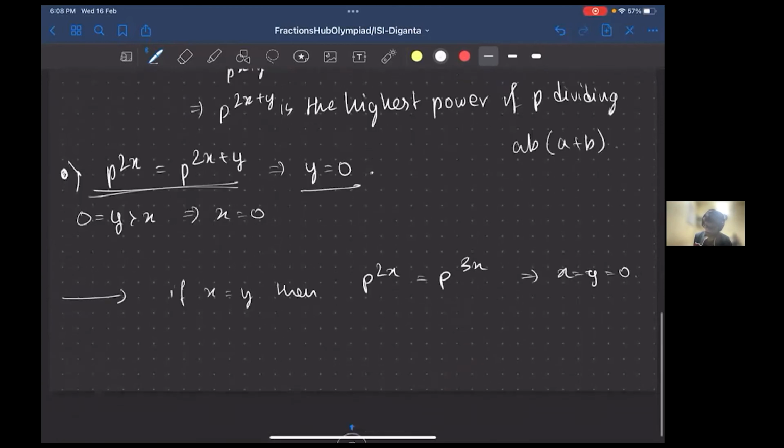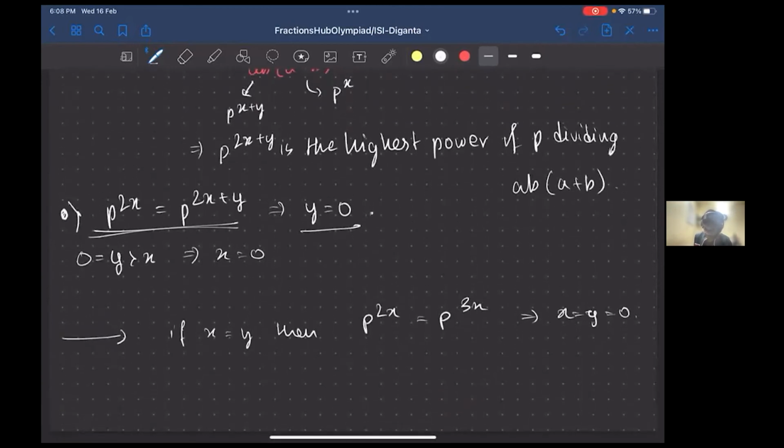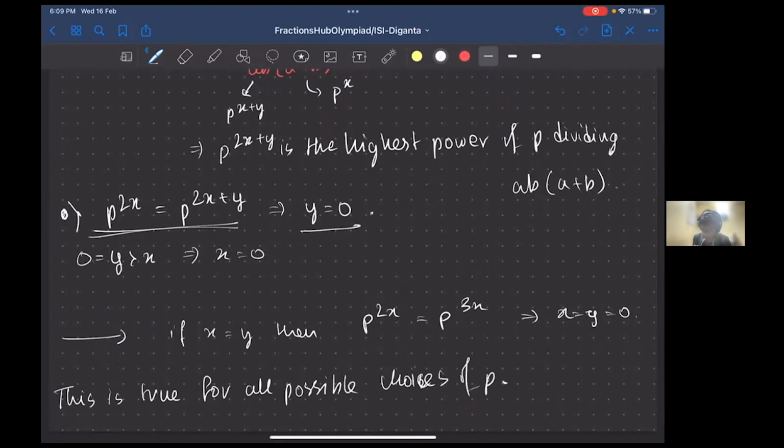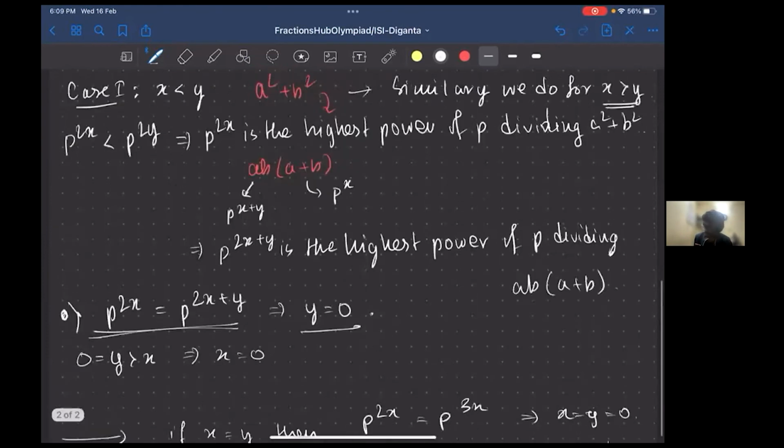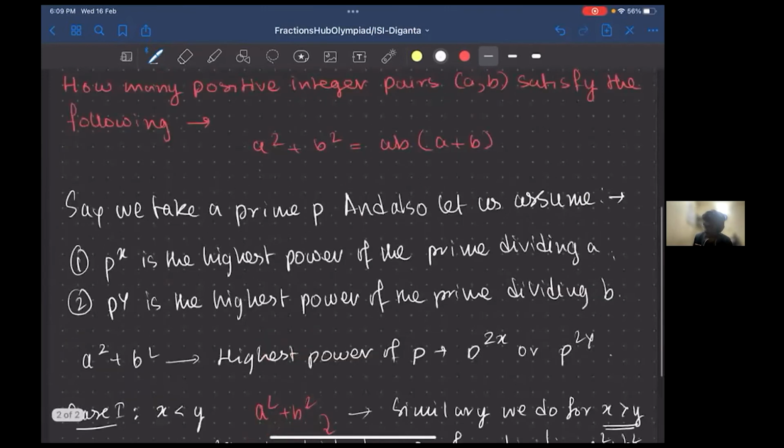So what can we say? This is true for all possible choices of p, right? So hence, no prime can divide it. The only option is a equals b equals 1. So the only trivial option that you can see is (1, 1), right?